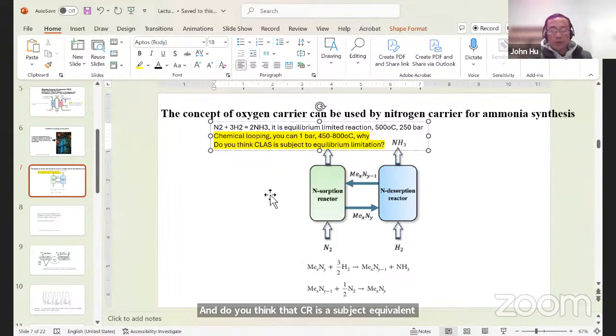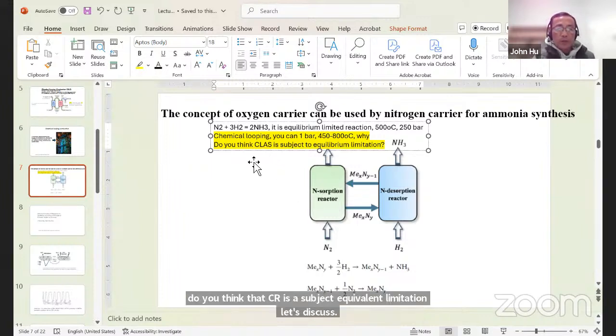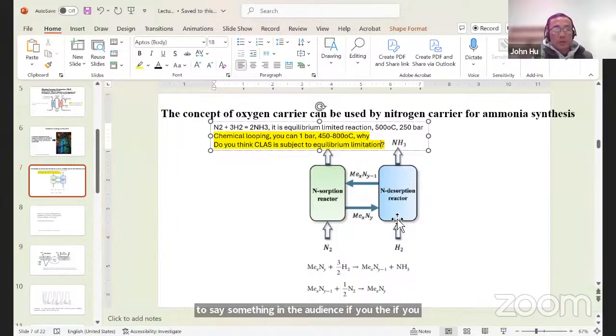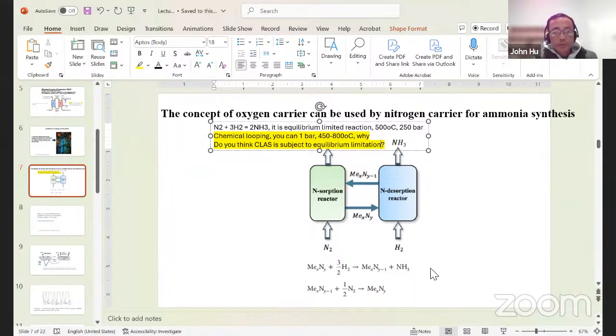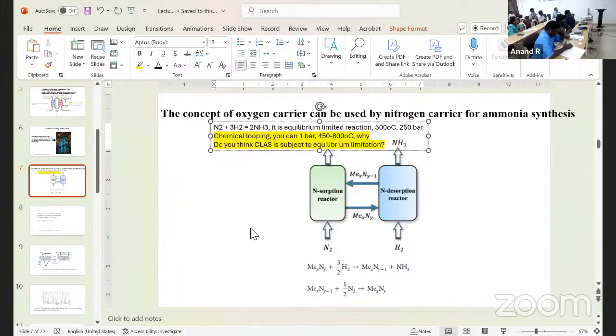Say something to the audience. If you understand, or you just say I don't understand, that's fine. I'm going to interpret it. This is the loop anyway. Anybody has any answer? Just answer. Okay, go ahead.